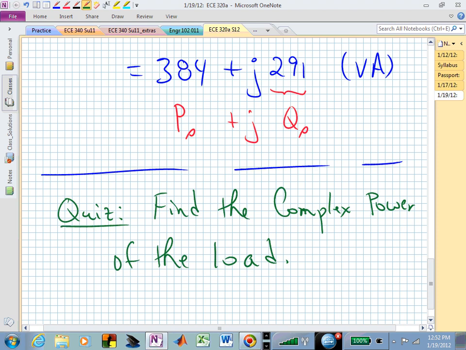To find the complex power of the load. Yes, so you already use what we've already determined. You already have the current determined. You have the supply voltage. Now I want you to find the complex power of the load. And you should be able to use what we've talked about so far to find that.